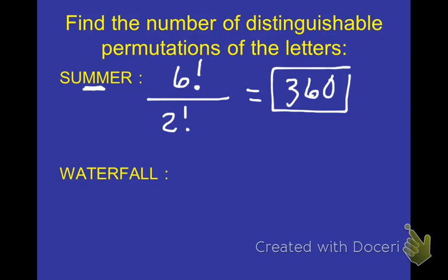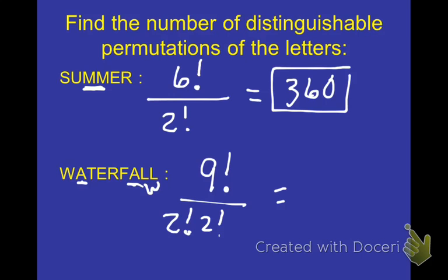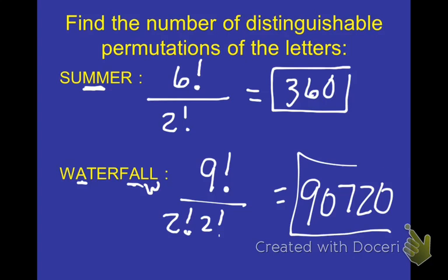360. Waterfall has 2, 4, 6, 8, and 9 letters, which is 9 factorial. What's repeated? There's an A twice, so I put 2 factorial on the bottom. There's an L twice, so I put 2 factorial on the bottom. And I think that's it. So this is 9 factorial over 2 factorial times 2 factorial. And you should have come out with 90,720 as your answer.